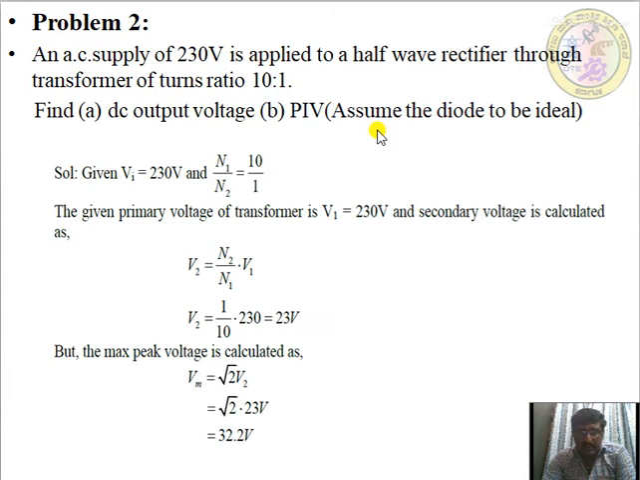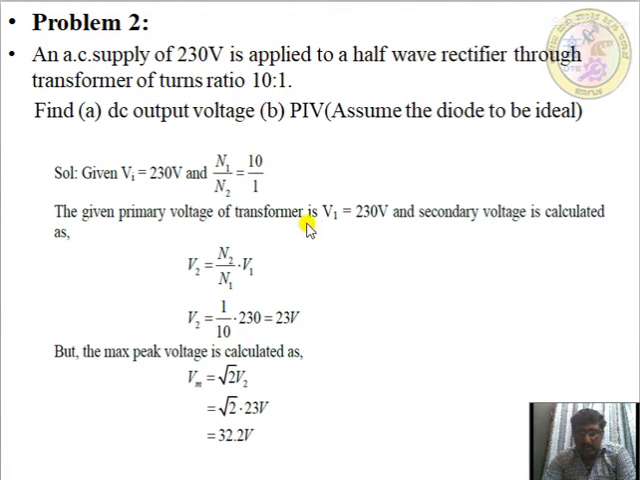Next, in the second problem, an AC supply of 230 volts is applied to a half wave rectifier through a transformer, and its turns ratio N1 by N2 is 10:1. Find the AC supply, DC output voltage and PIV, assuming the diode to be ideal. The given AC supply voltage Vi is 230 volts, and the turns ratio N1 by N2 is 10 by 1.